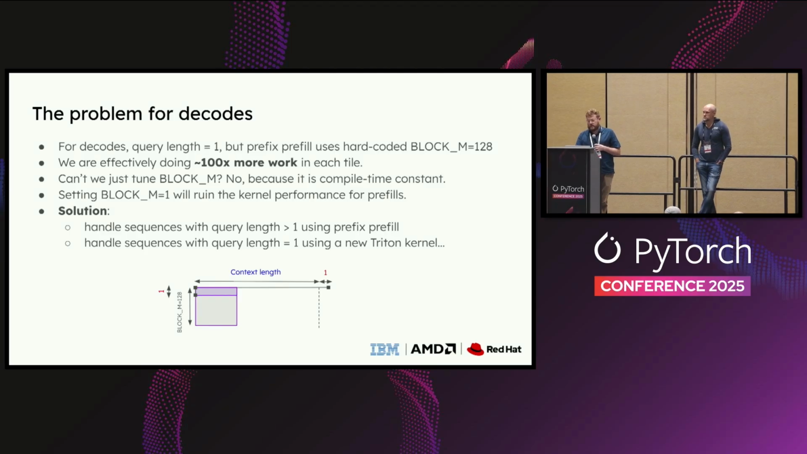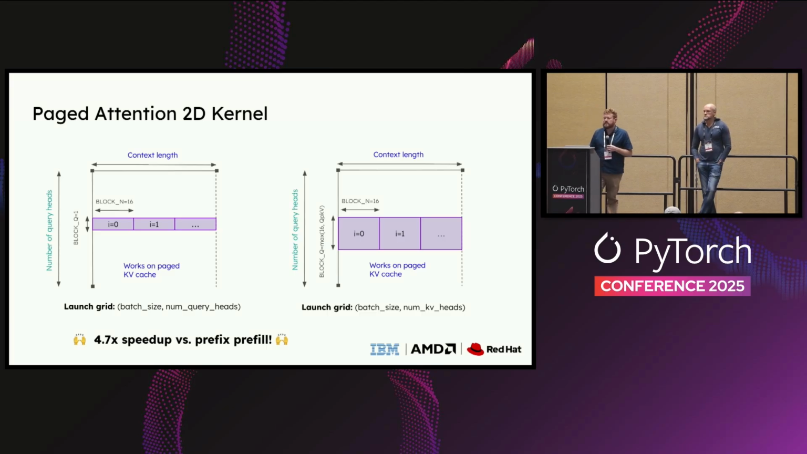That's what I will describe on this slide. Here I show the kernel that we use for decodes. I'll start on the left. Let's see how the launch grid changed. On the previous slide, I showed a 3D launch grid.